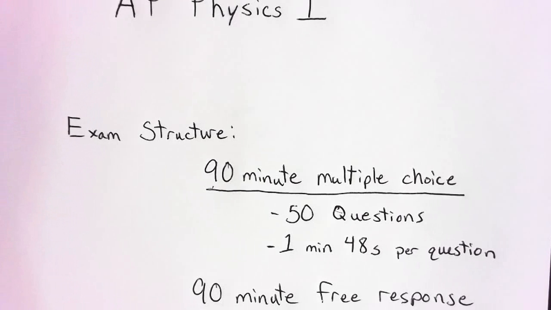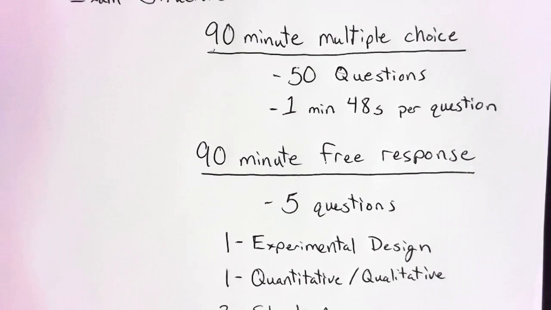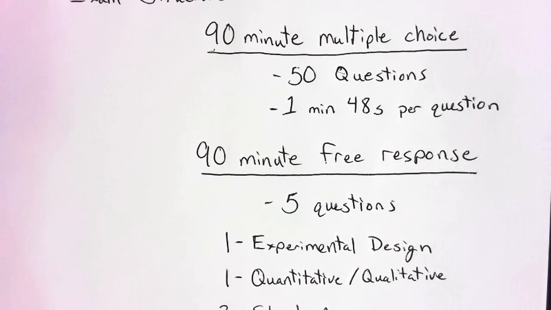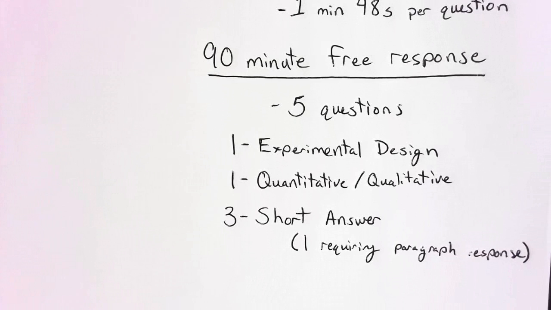The second section of the exam is a 90-minute free response section, so 90 minutes for each section. Both of them are split up 50% and 50% of your score. And the free response section is 5 questions with a total of about 45 points across the board, which leaves you about 2 minutes per point. Unfortunately, for each question, it tells you about how long you should spend on each of the questions. So there are these 5.